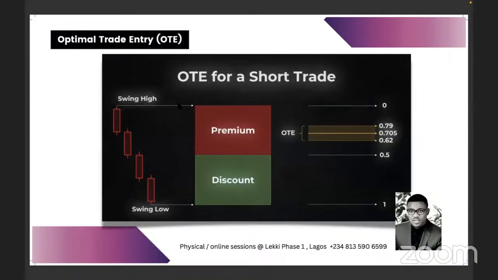That trade has already broken that swing high. It's no longer your entry. Your entry is at halfway in the premium. That is the entry for a short trade or sell trade on the OTE, discount and premium concepts.